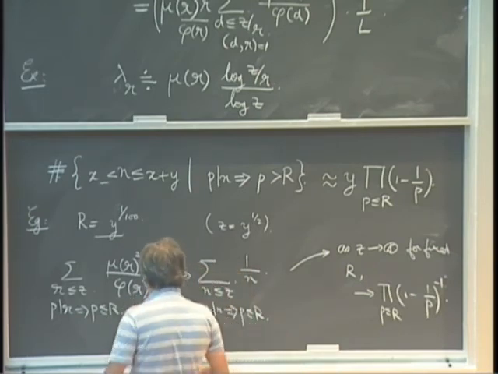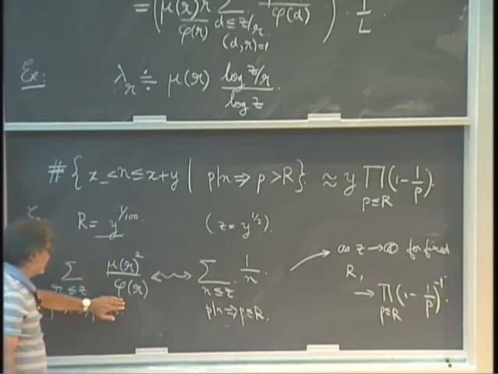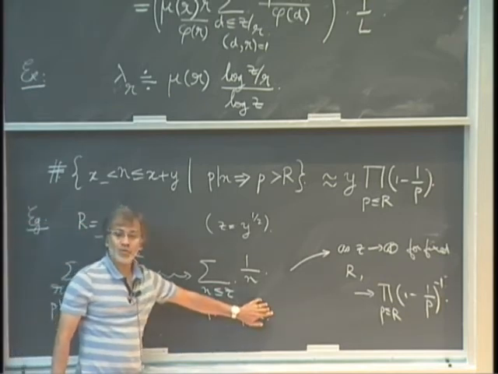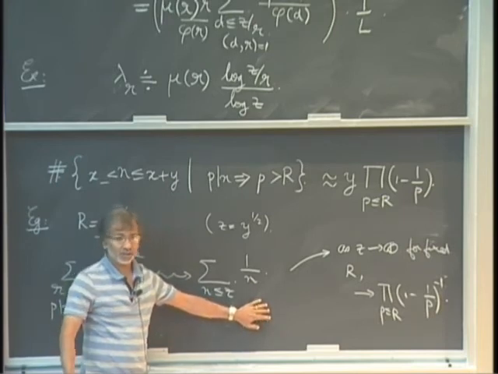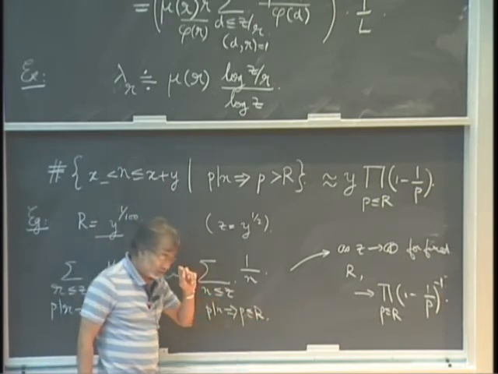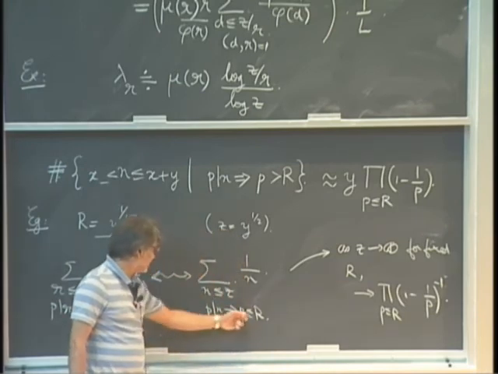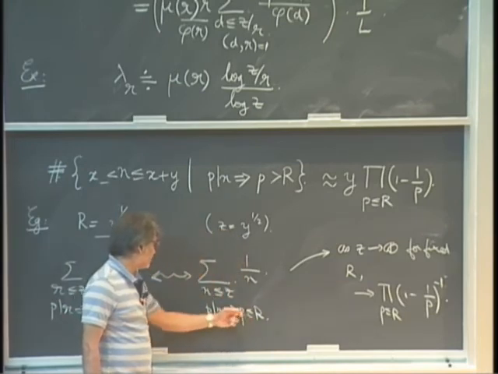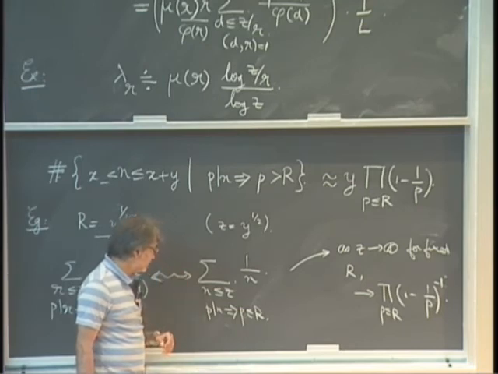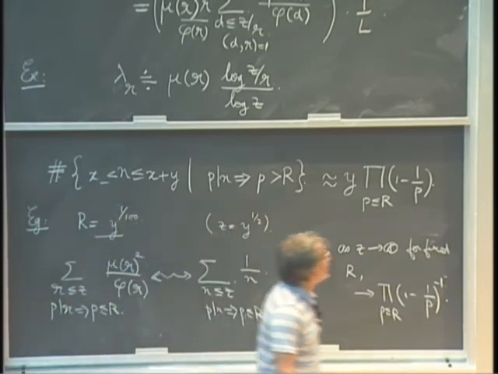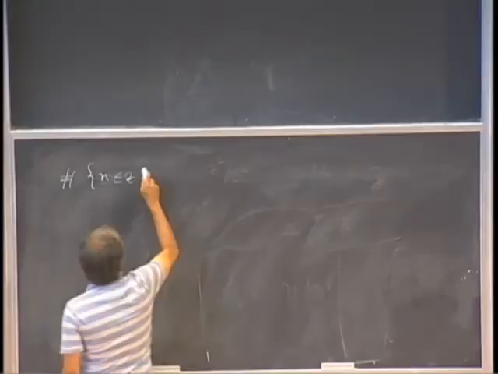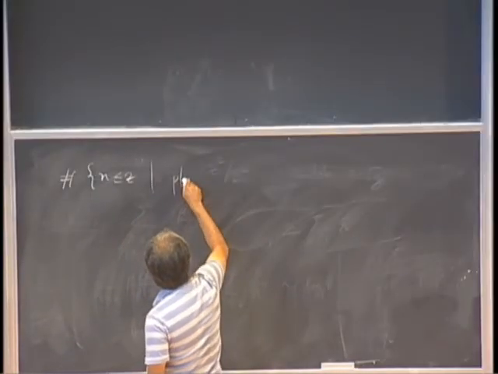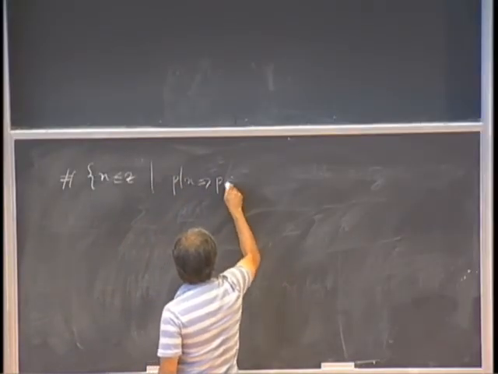To count things like this without this condition, you can think of this problem as just counting the number of integers up to x, and then you use partial summation, and then you get the log. So if I now want to put in this condition that all the prime factors of n are small, then you might want to start by trying to understand the number of integers n up to z, such that all the prime factors of n are at most r.